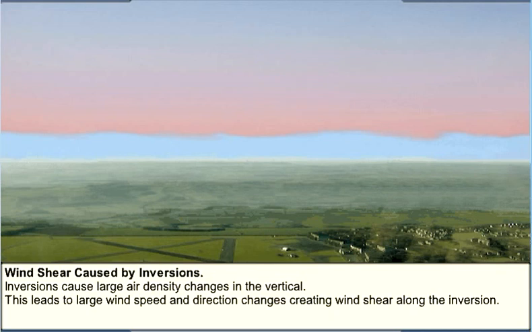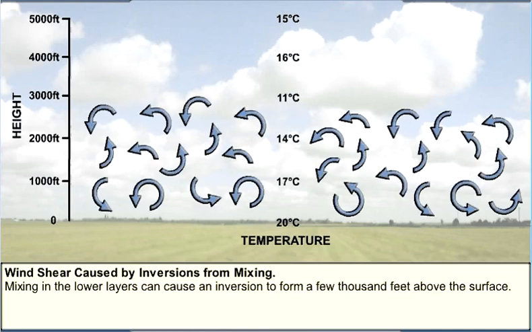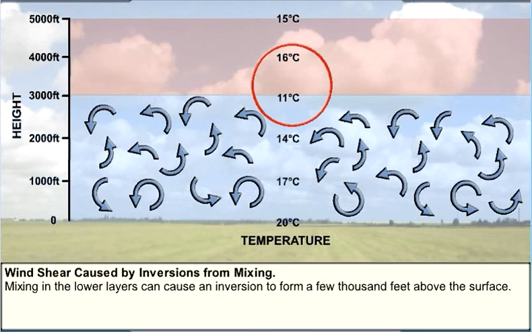Though beyond the scope of this course, we will make brief mention of mixing in the lower layers of the atmosphere, creating inversions. Where mixing occurs, temperature falls more rapidly with height. But at the altitude where there is no mixing, the temperature is a little higher than within the mixing layer. These inversions, like any other type, need careful consideration because of the wind shear they can create.